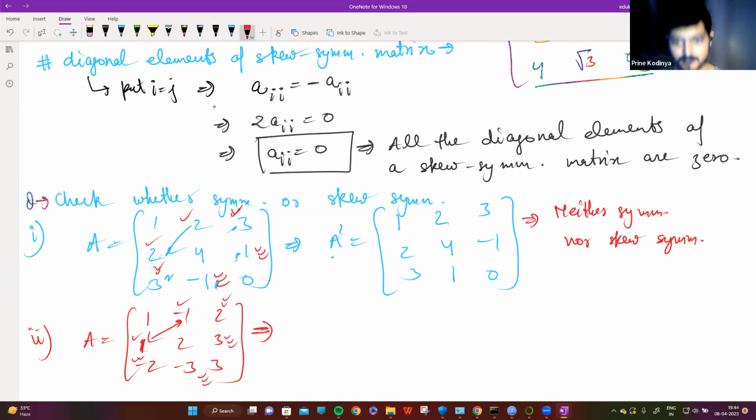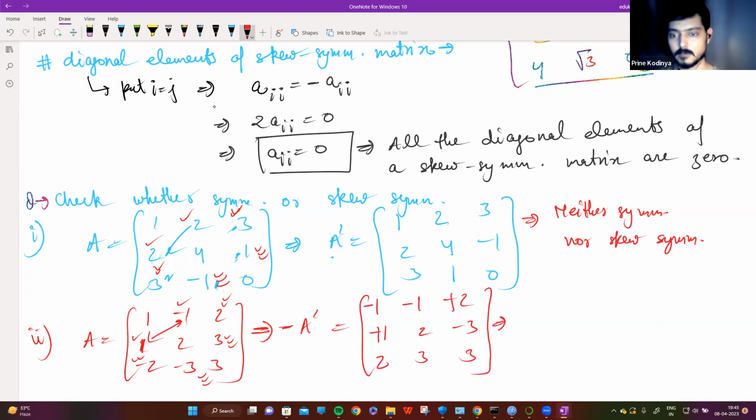So let's find out A dash. So 1, minus 1, 2. Then 1, 2, 3. Then minus 2, minus 3, 3. And if you take minus A dash, this will be minus 1, plus 2, plus 1, minus 2, plus 3, minus, minus, minus. Now check whether minus A dash and A are equal or not.